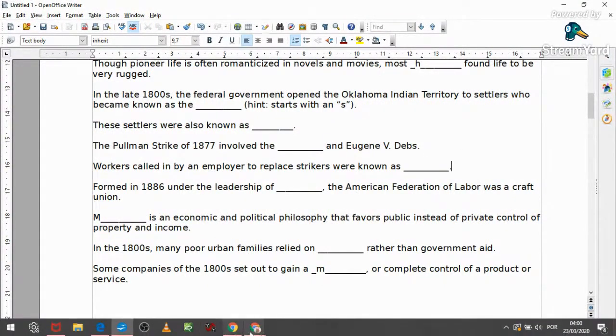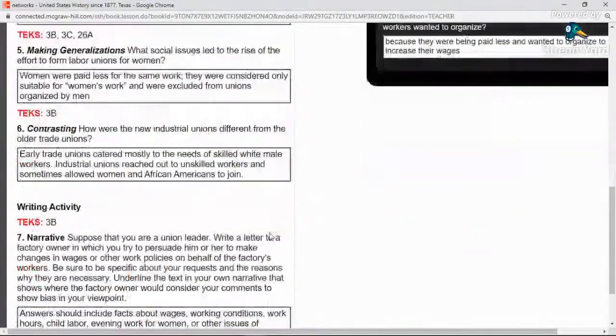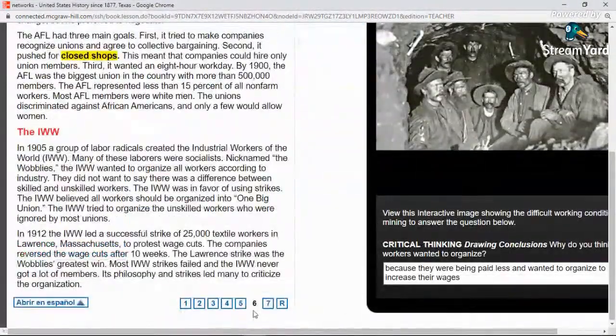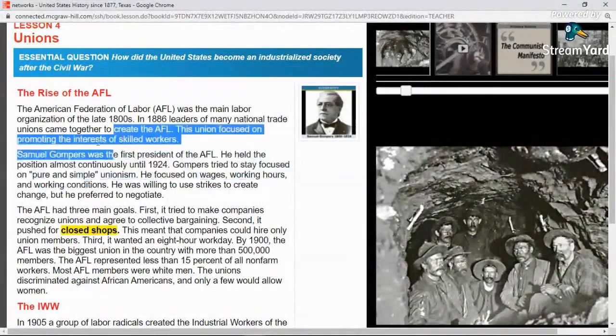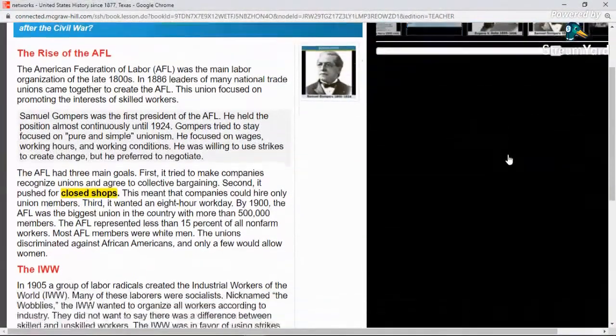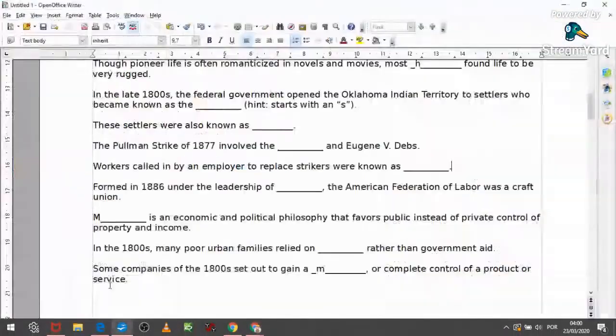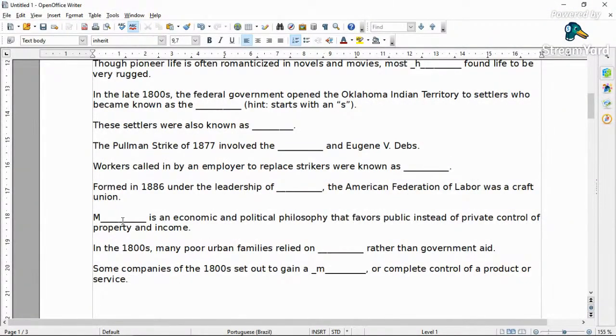Here we saw, right? We just read about the AFL. It was on page 6. So his name is somewhere there. Well, is that his name? I don't know. And yeah, we know who this guy is, right? He has a big beard from Europe. Think red. Many poor urban families in the 1800s relied on, put that on Google. I think you'll find your answer.